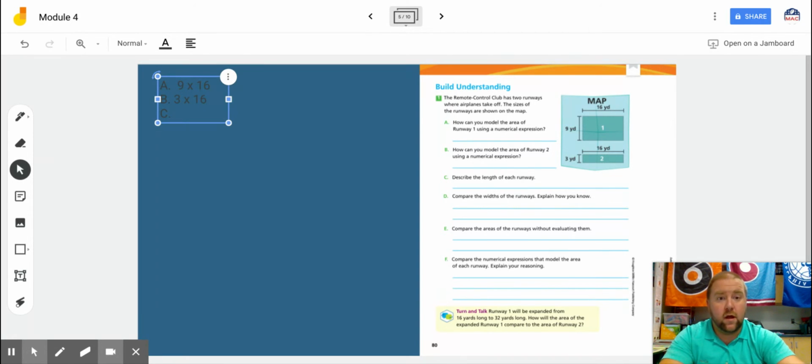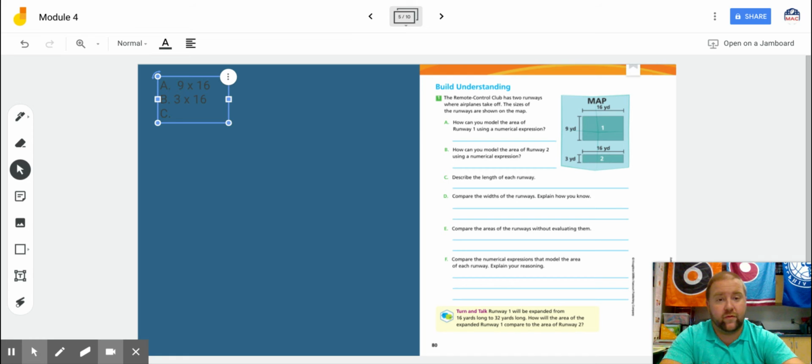But you're looking at maybe the area or the length of runway 1 is 16 yards and the length of runway 2 is 16 yards. That's usually what we look at when we're looking at how long the figure is. All right. So that's an answer for part C.